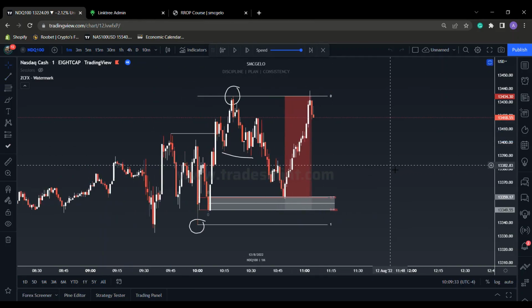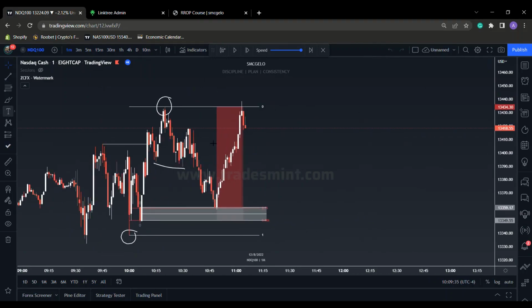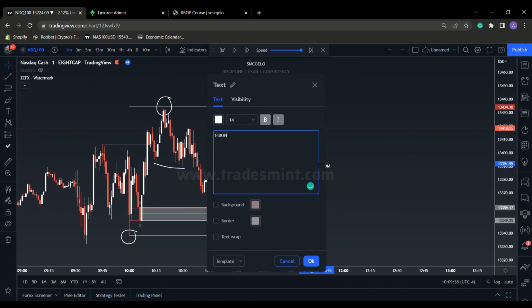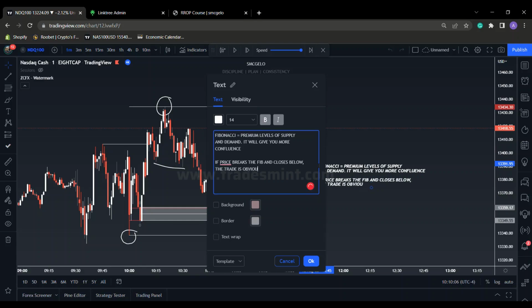So yeah, that's fibs. That's really it. Fibonacci equals premium levels of supply and demand. It will give you more influence on your trade. And also, if price breaks the fib, the trade is obviously invalid.